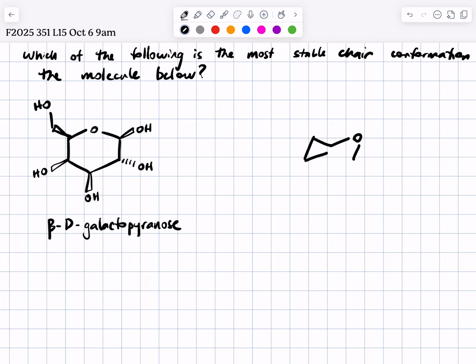oh, this is easy, I got it. I'm just going to make everything equatorial because equatorial is more stable than axial. The problem here is that in doing that, you have not drawn the correct molecule. It's wrong. Is it the most stable chair of that molecule? No, because it's not even the right molecule.